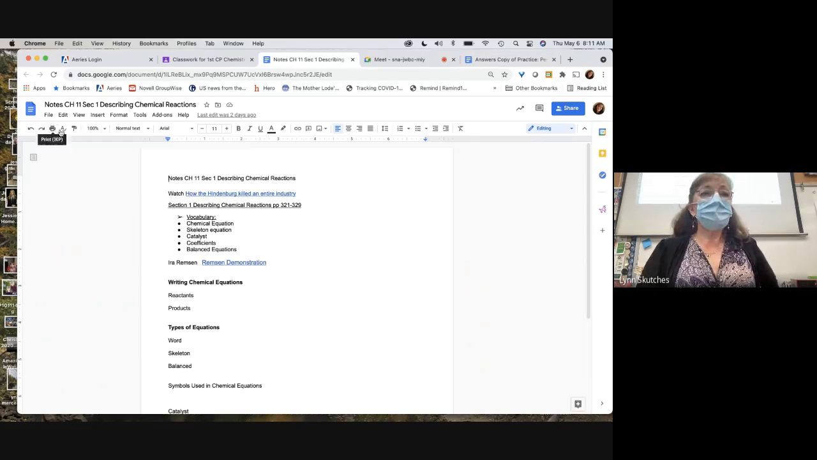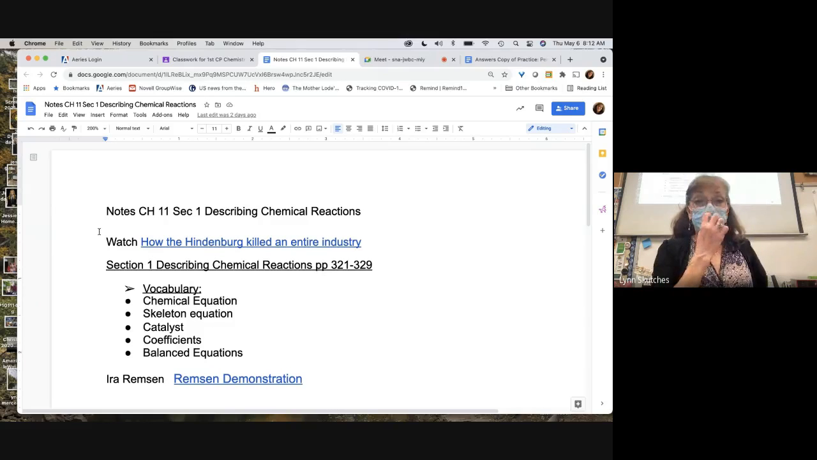And this is the note sheet. We've watched the Hindenburg. Oh, I was going to show you the picture. I wonder if I can find it fast. I was going to show you how bright blue that was.